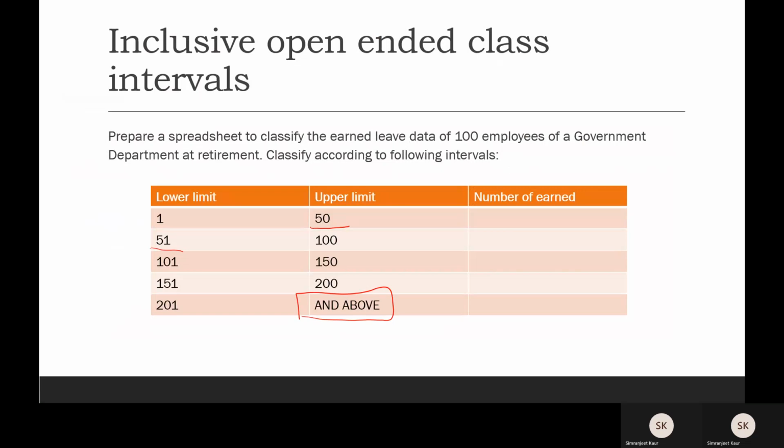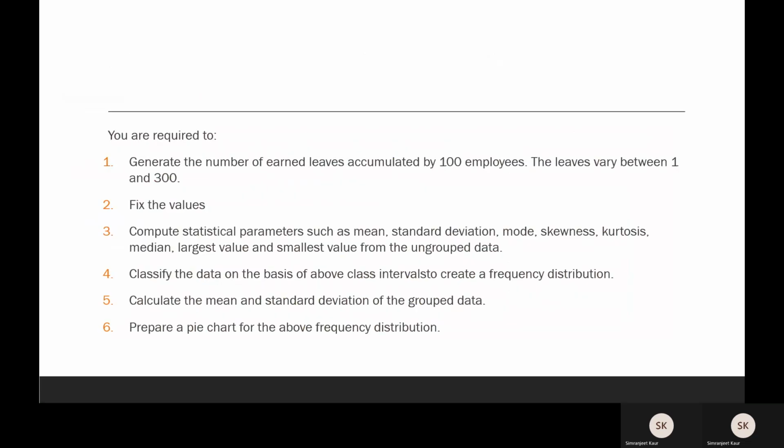The question says to prepare a spreadsheet to classify the earned leave data of 100 employees of a government department at retirement. Classify according to the following intervals. The intervals are already given to you. You have to calculate the frequency. Then you are required to generate the number of earned leaves accumulated by 100 employees. The leaves vary between 1 and 300. You have to fix the values.